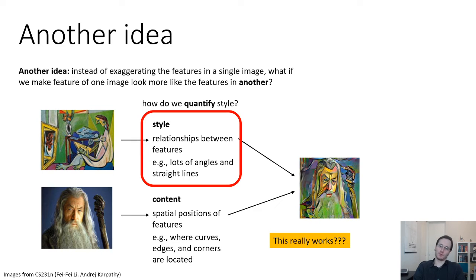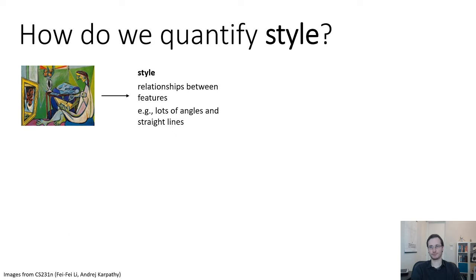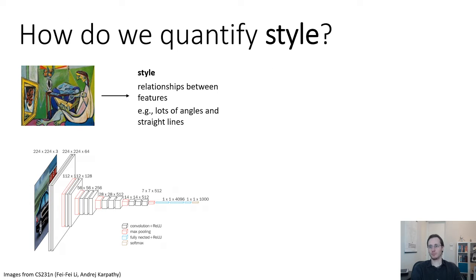To talk about how to make it work, the most important thing we have to talk about is how do we quantify style? It turns out there's actually a fairly simple way to do this in terms of ConvNet activations. All right. So let's say that we have this painting and we run it through a convolutional network like VGG. And we look at a particular layer in VGG. We're actually going to look at many different layers, but let's start with one layer.